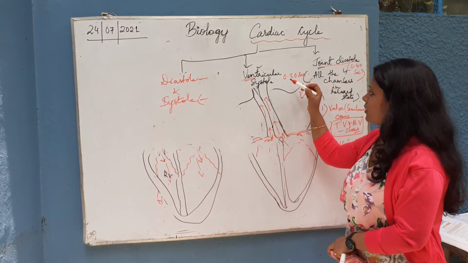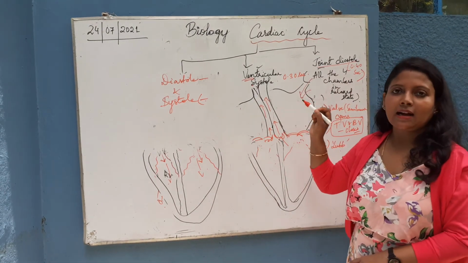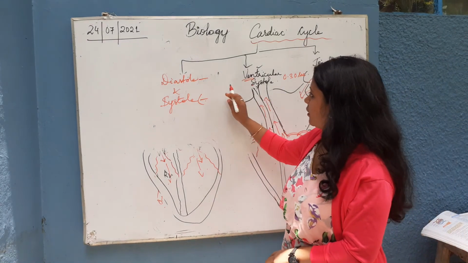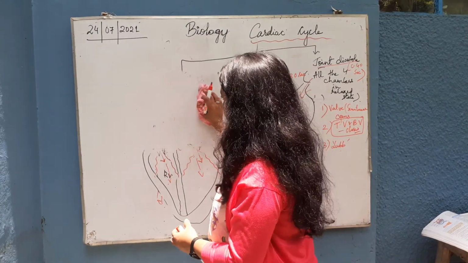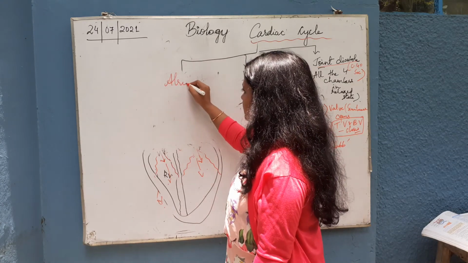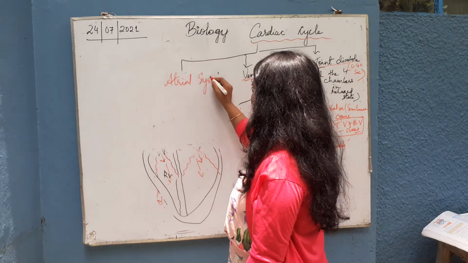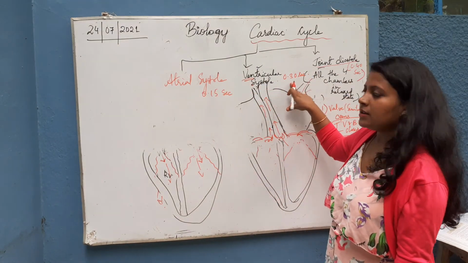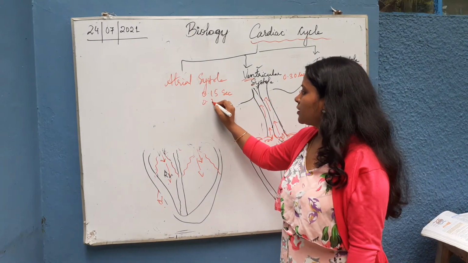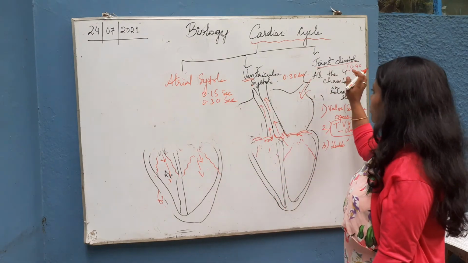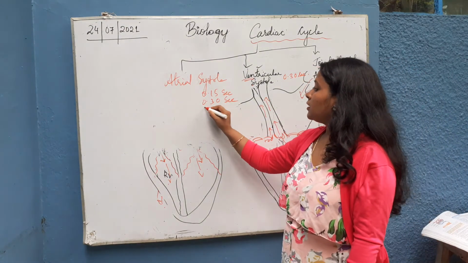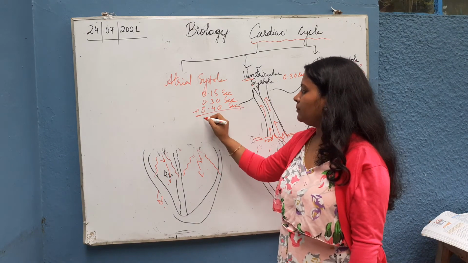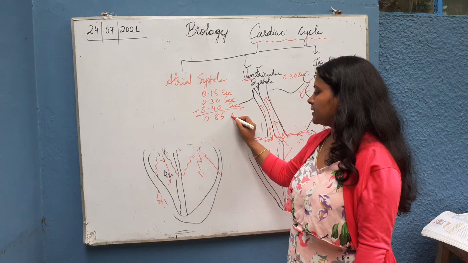Now the overall time taken in the cardiac cycle, you do the total here. In atrial systole, I was saying 0.15 second, right? And in ventricular systole 0.30 second. And in joint diastole, that is 0.4 seconds. So the total will come to 0.85 seconds.